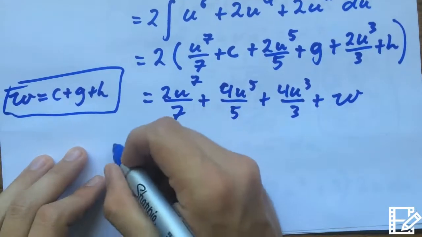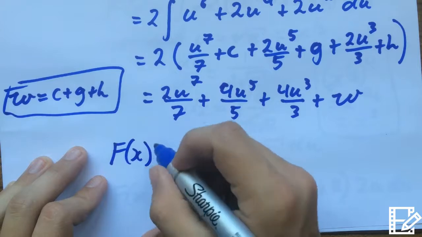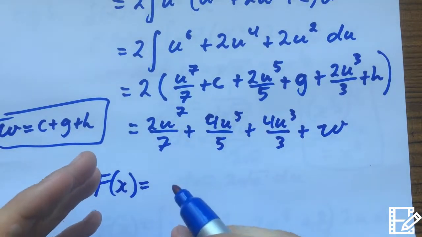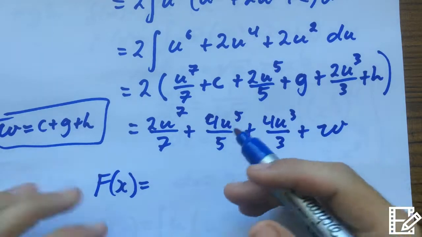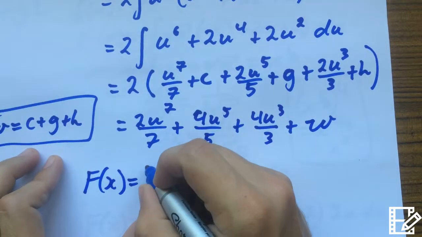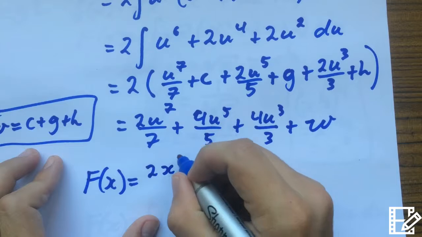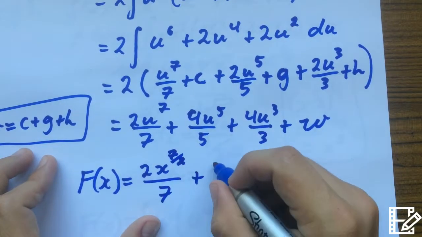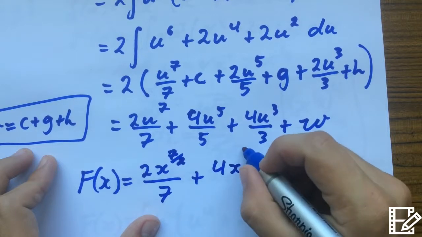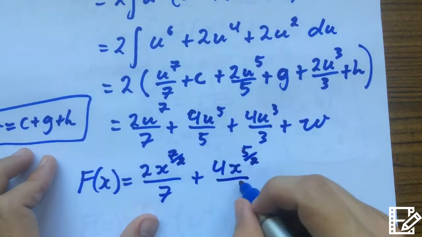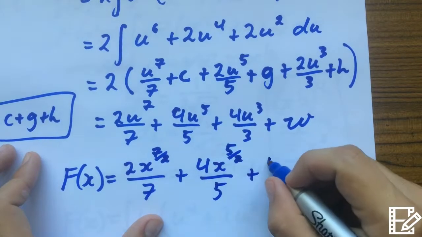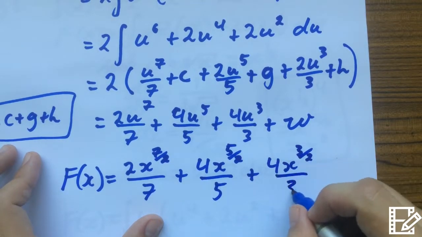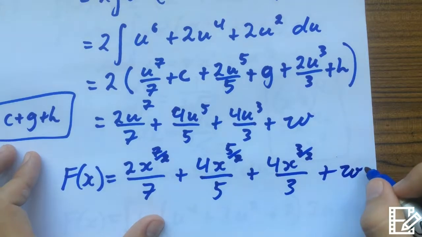Okay, now what we're going to do is sub in the u's, and because u is the same as x to the power of a half, that will look like 2x to the power of 7 on 2 on 7 plus 4x to the power of 5 on 2 on 5 plus 4x to the power of 3 on 2 on 3 plus w.